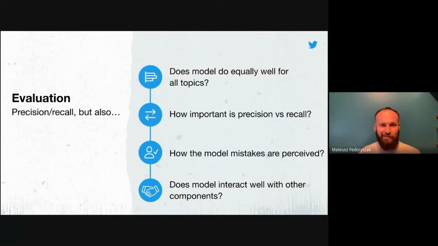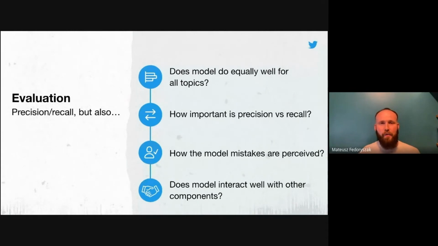Lastly, in terms of model evaluation, there are obviously standard things like precision, recall, and F-measure, but we also need to take care of different things, more like product type of things. Does the model do equally well for all the topics? Is there a set of topics that this model does exceptionally well on? But on the other hand, are these topics important? If these are just small topics, will we even be able to see the difference in our A/B tests? Are they sensitive enough to tell us, oh, this model is better than the previous one?